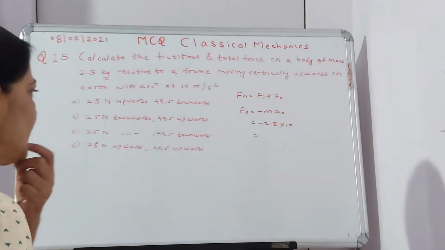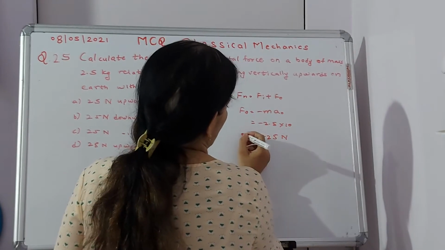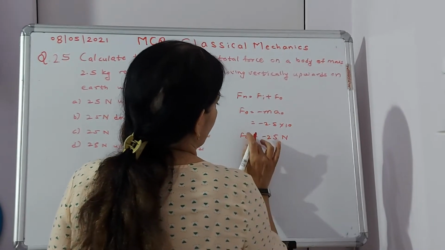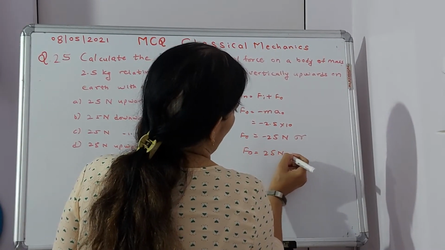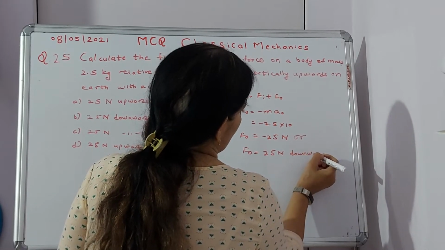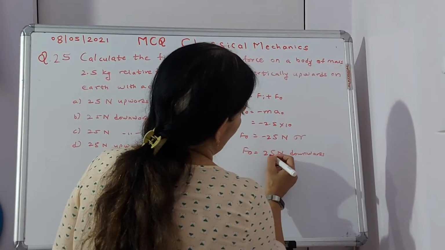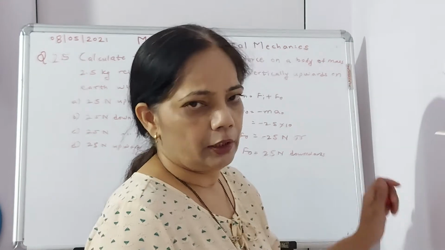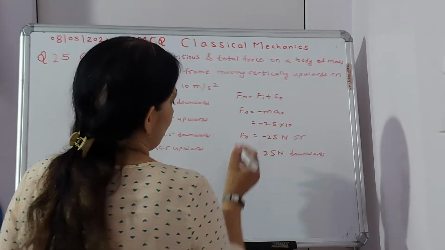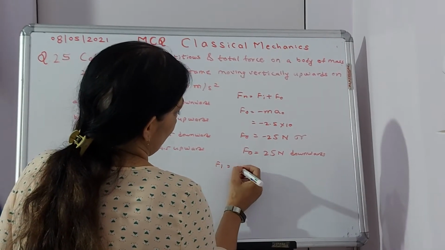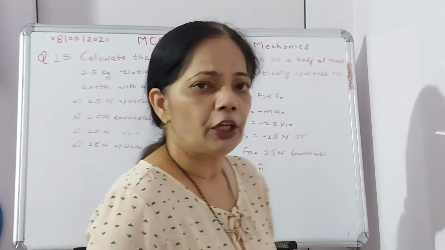Right? So obviously the answer will be, in short, minus 25 newton. Or we can say Fo is equal to 25 newton downwards. Never say a value of force to be minus, as I mentioned earlier. The value you must write as whatever you get, but in writing you should be careful. The next force is Fi. What is the Fi formula? Fi is nothing but minus M into G into n, where n cap is the unit vector.